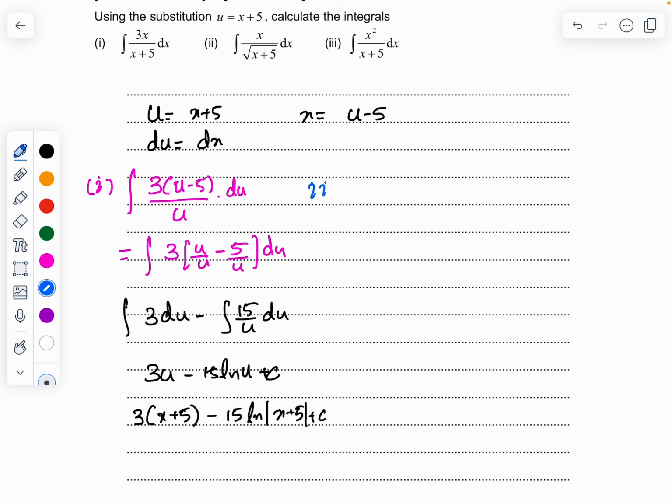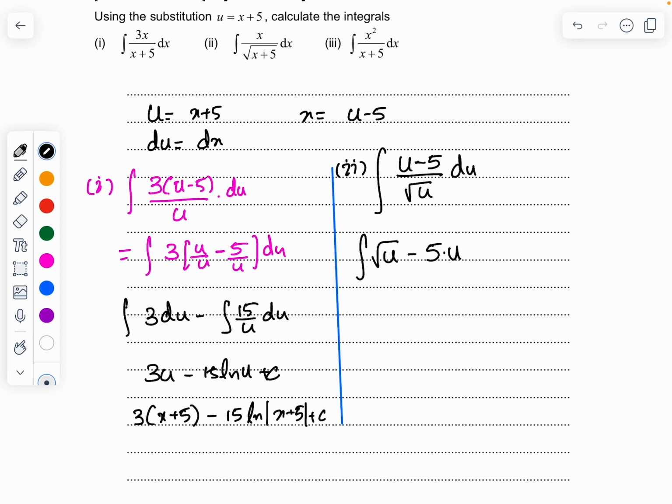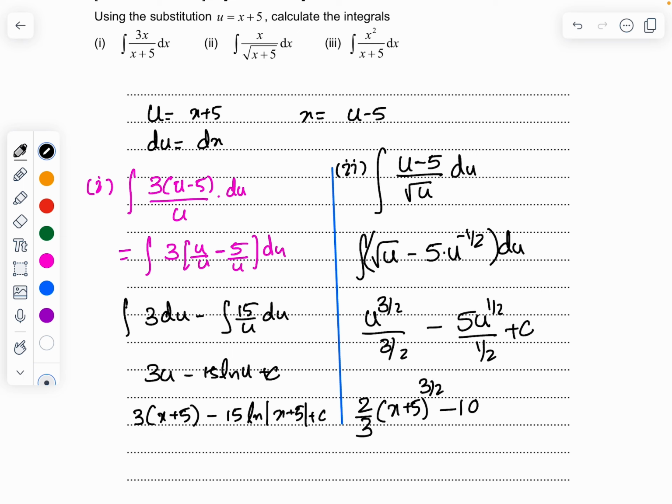Coming to the second part. Second part, x upon square root of x plus 5. What is x? x is u minus 5, and square root of u du. So it becomes u minus 5 upon square root of u, that is u to the power of 1 by 2 minus 5 u to the power of minus 1 by 2 du. So this becomes u power 3 by 2 upon 3 by 2 minus 5 u power 1 by 2 upon 1 by 2 plus c. So this becomes 2 upon 3 times x plus 5 whole to the power of 3 by 2 minus 10 square root of x plus 5 plus c.